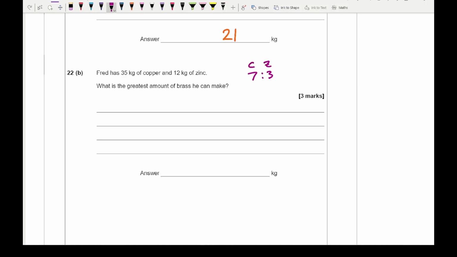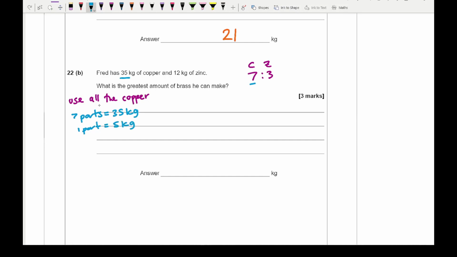Now here we've got 2 different amounts of each of those particular elements. So here if we use all the copper, then that means that 35 kilograms is going to represent 7 parts. So 7 parts equals 35 kgs. Now in terms of the parts, the weight of each part has got to be the same depending on which element you're going to be using. So here if we're using all the copper, 7 parts equals 35 kilograms, so that means that 1 part is going to equal 5 kilograms.